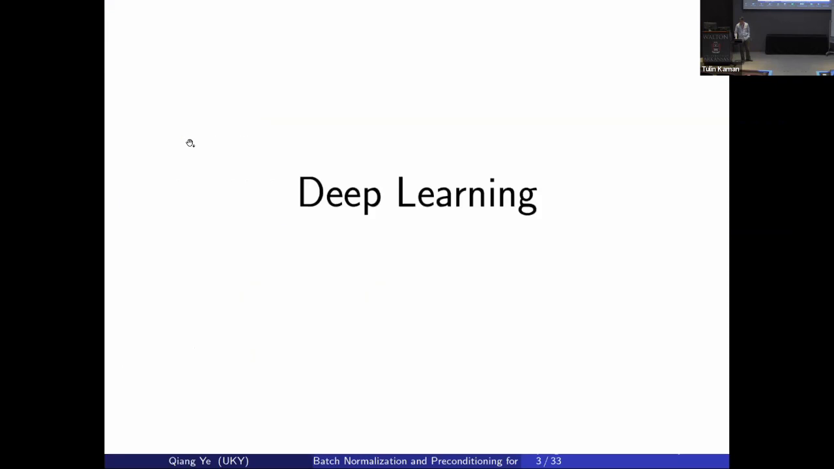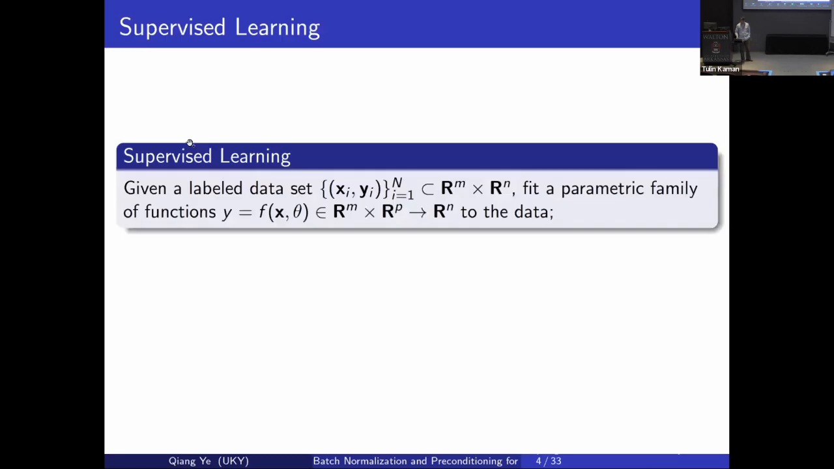Okay. All right. So first, I'm going to quickly go through deep neural networks just to set up the notation. So first, here's the setting. We're going to look at supervised learning. So we have a labeled data set, which is paired data, xi, yi, where i goes from 1 to n, and yi is the label for xi. So what we want to do is to find a model, a parametric family of functions f of x, theta, so that y is equal to f of x, theta, to fit that data.